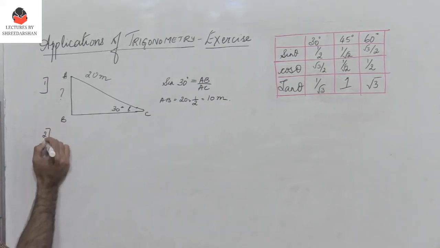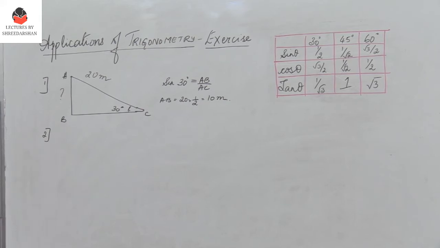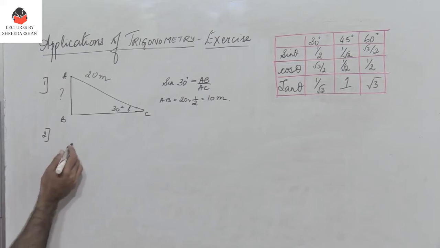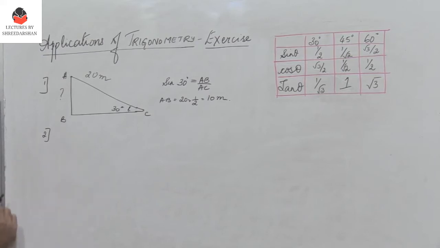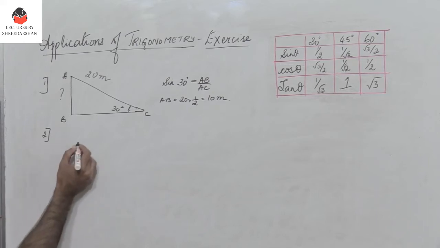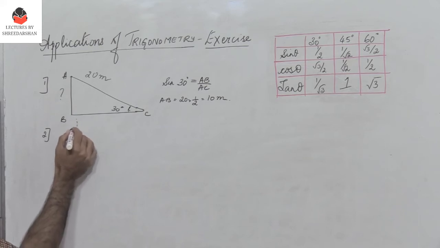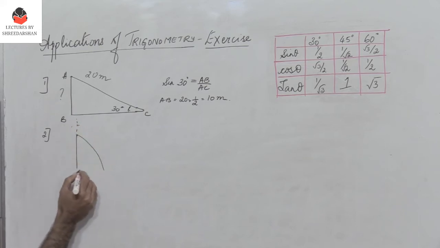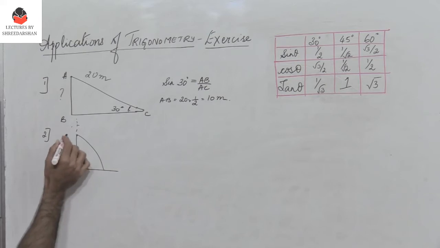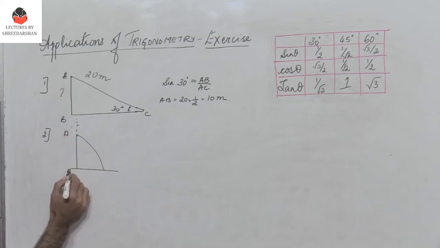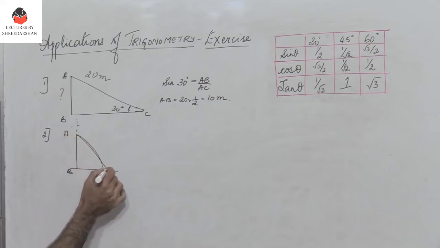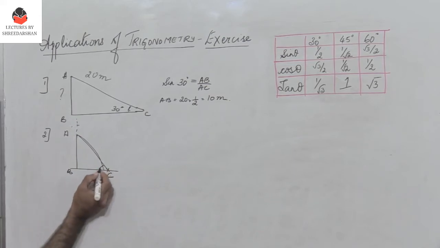So, a very simple problem. Moving on with the next one: a tree breaks and the broken part bends so that the top of the tree touches the ground, making an angle of 30 degrees. So there's a tree here, and the tree has broken. Let this be A and B. The tree has broken such that it touches the ground at C, and it makes an angle of 30 degrees.